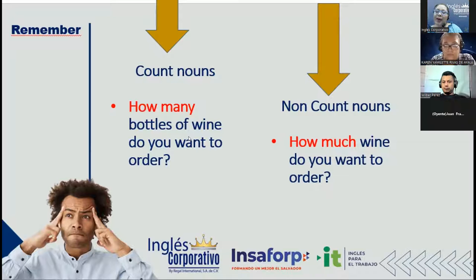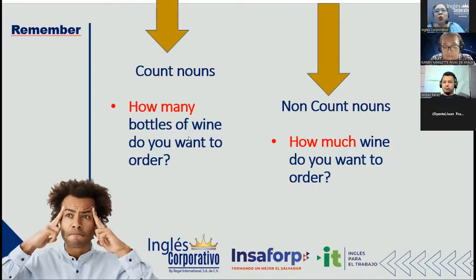In this case, we can talk about the recipient or the box, the bag, the package where these products come, okay? So we are gonna say how many bottles. El vino viene en botellas, ¿verdad? Entonces contamos las botellas de vino, pero no podemos contar el vino como tal. Entonces, si yo quiero hablar solo de vino, no por botellas, yo le diría, how much wine do you want to order? Entonces yo le puedo contestar, I want to order 15 bottles of wine, ¿ok?